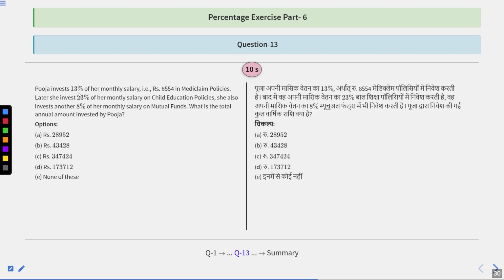Next question is, Pooja invests 13% of her monthly salary, that is 8,554, in Mediclaim policies. Later, she invests 23% of her monthly salary on a child education policy. She also invests 8% of her monthly salary on mutual funds. What is the total annual amount invested by Pooja? You have 5 options and 10 seconds to solve this question. Your time starts now. Now time's up. Let's see the solution.